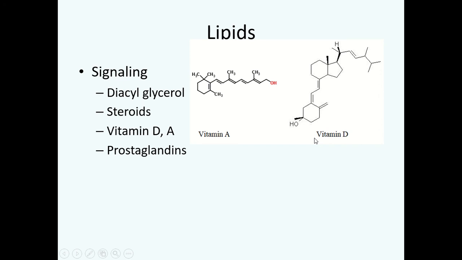So both vitamin A and D, which are also included in this group of lipids, not only act as vitamins, some of the functions of which we already know about, but they also act as signaling molecules.